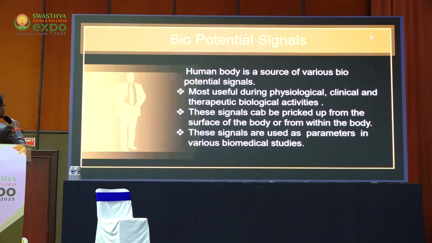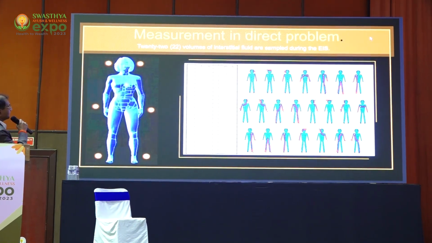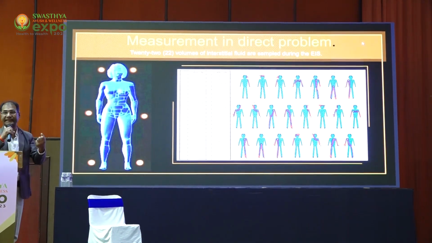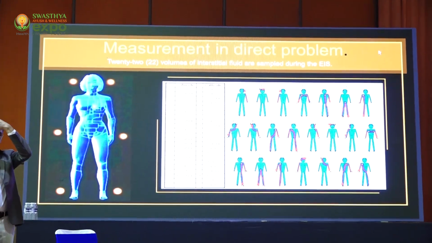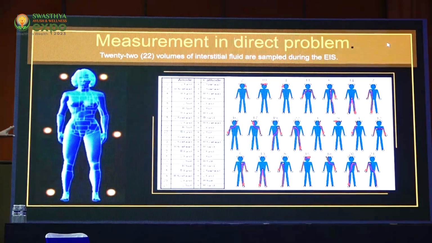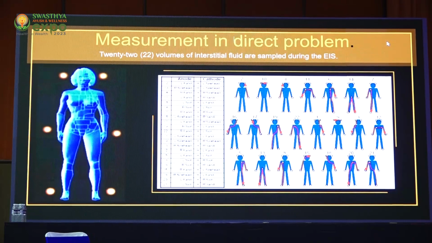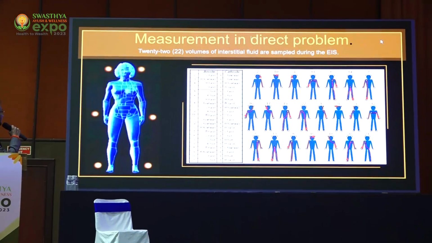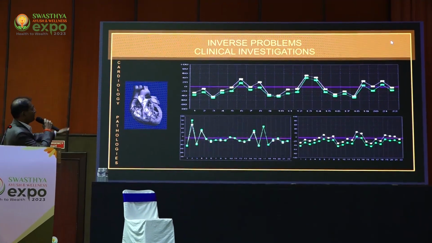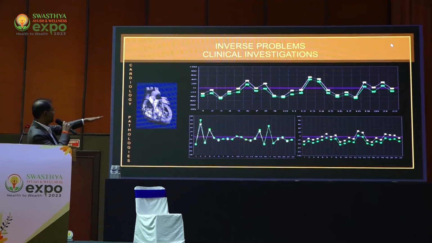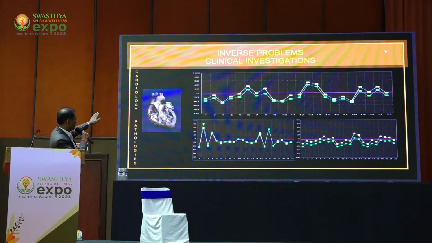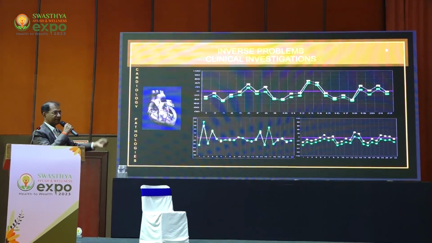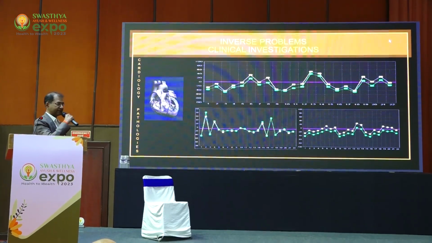Let us see one by one. Now these measurements are the direct problem. We have certain scans where we put electrodes on the body, and these electrodes pick up the various signals and give out some output. Now these are the inverse problem, clinical investigation. There will be a heart and the scan will show it. Now, this is a little technical.